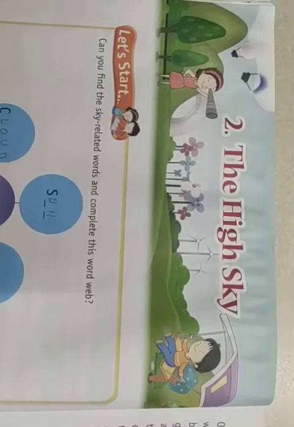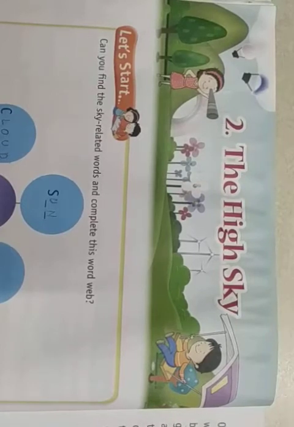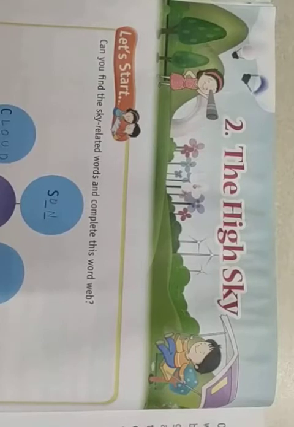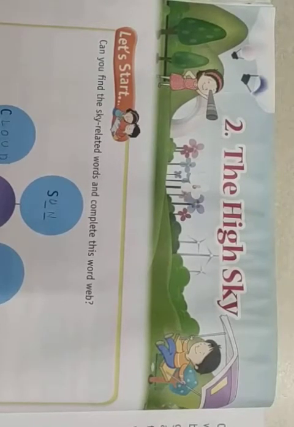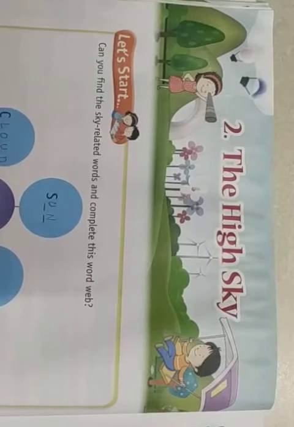Today I am going to take class for grade 3, that is class 3, English lesson number 2, The High Sky. The High Sky, right? As I'm telling you, these lessons are made for you to get familiar with the language thoroughly. Try to have a better conversation. Try to understand each and every concept thoroughly. And try to speak with your family and friends and your school friends and teachers. Okay? In English, to speak, to know the language better, you have to read the lesson again and again. You have to try to understand the proper pronunciation of the word, the meaning of the word, and try to understand each and every sentence, the meaning of the sentence.